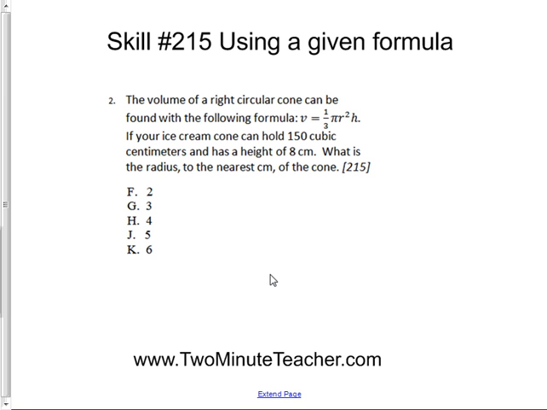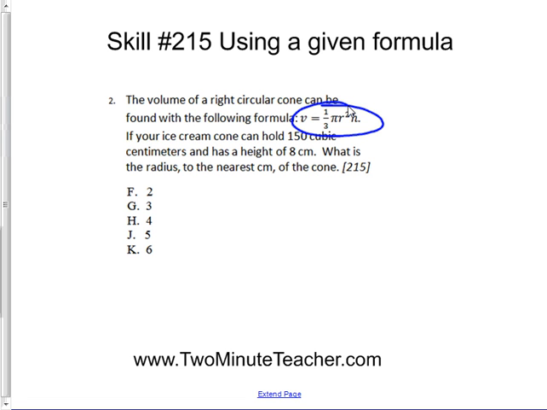Okay, we're talking about skill number 215, using a formula that they give you. So these will be formulas that are probably bigger and nastier than they would have expected you to have memorized. Because in the ACT, they do expect you to have some of these memorized. But this one, for example, the volume of a right circular cone, pretty unlikely that they would want you to have that memorized. So they were going to give it to you in the question.